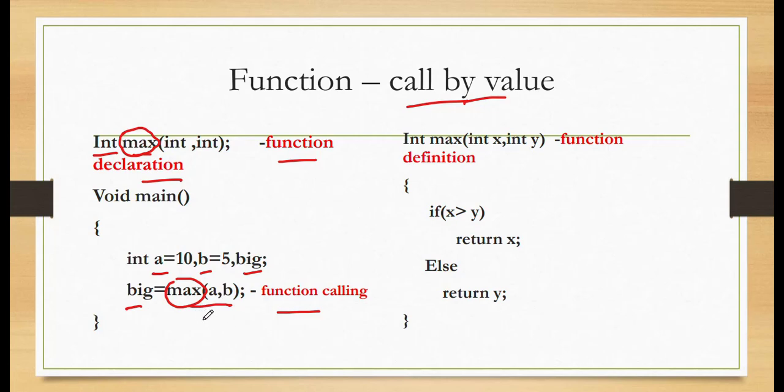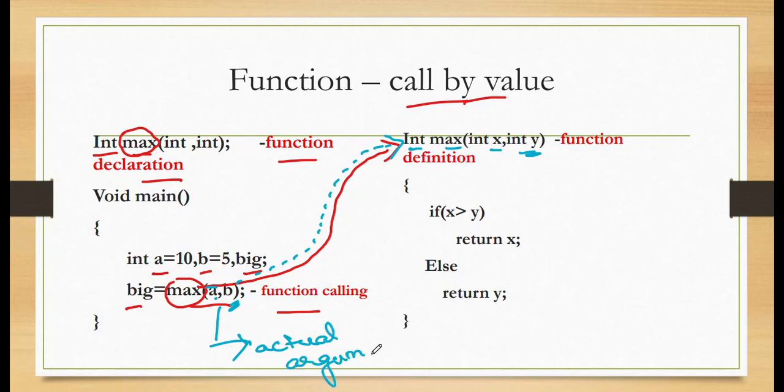Whenever it sees the name of the function, the control will be immediately transferred to the function definition. The control will be transferred to wherever the function is, and it will return here. Outside of the main function you are defining what that function has to perform, right? So this is called a function definition. Integer max int x, y. So the a value is passed to x and the b value is passed to y. This a and b are called actual arguments, and these are called formal arguments or dummy variables.